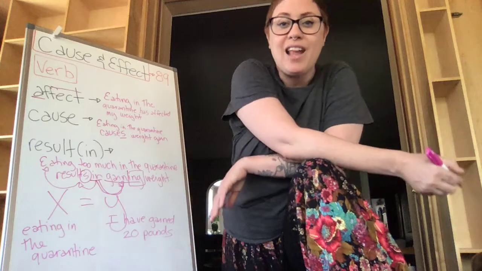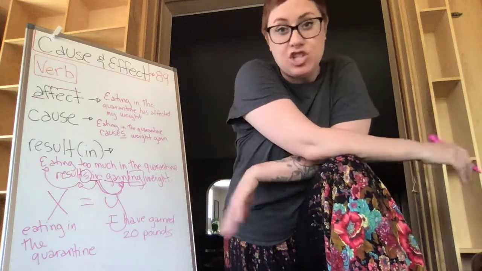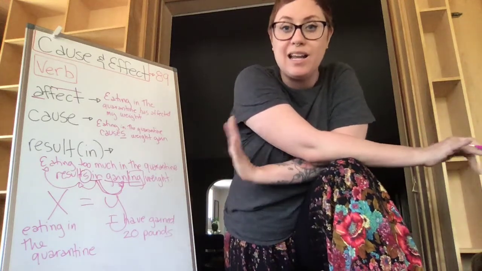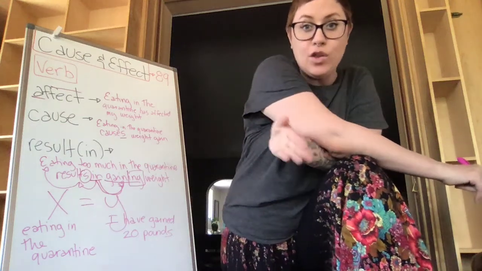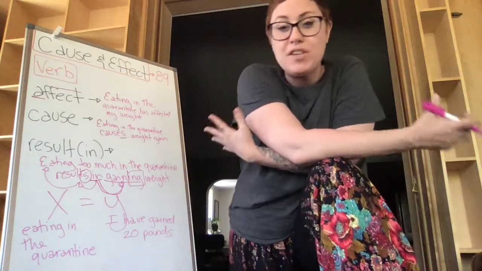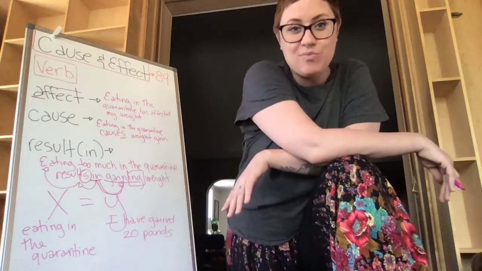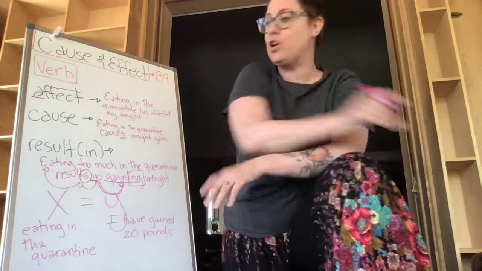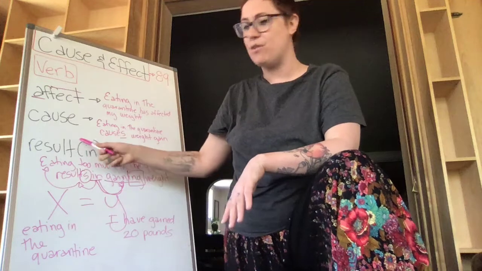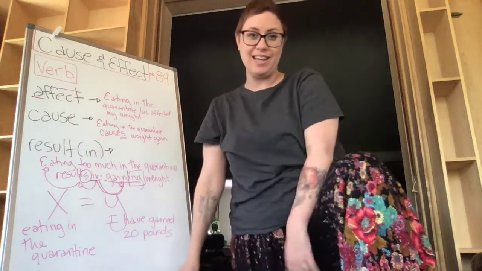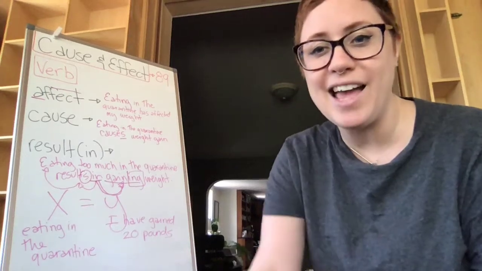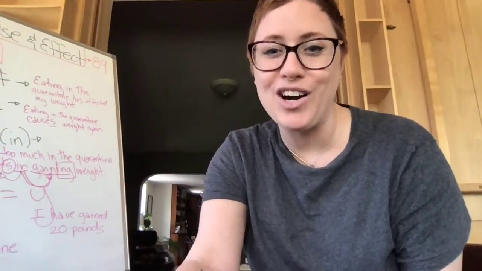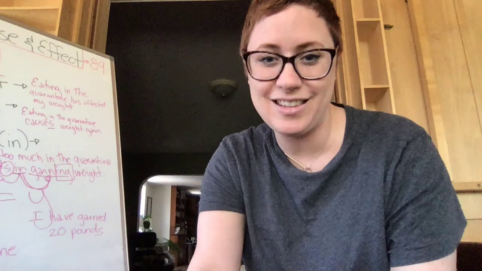So words always have relationships to each other. Every word in English has a relationship to the words before it and the words after it, and they all must agree and get along. Okay, so these are our verbs: affect, cause, and result or result in. Okay, so I'm gonna pause this video and I'll be back with a new board that talks about nouns.